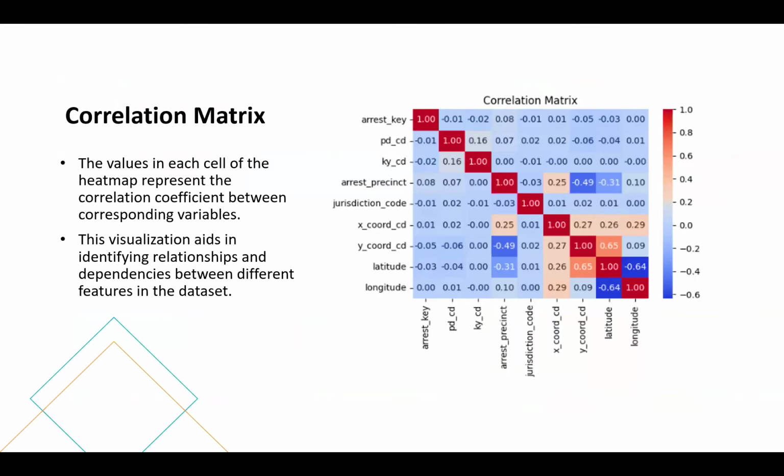Here is the correlation matrix between the various columns. As we can see, the correlation matrix identifies the relationship between those columns and their dependencies. In the heat map, the maximum correlation we can see is between latitude and Y coordinate CD, at about 0.65. Later on, we can see not much relationship between those columns. The maximum we can see is 1 between the columns themselves. Can you please proceed?